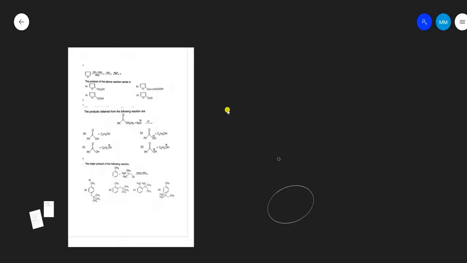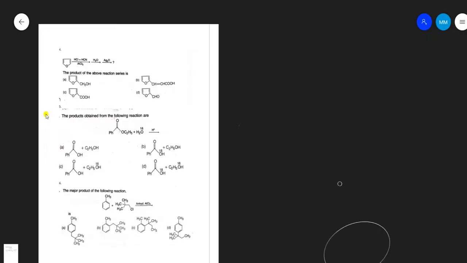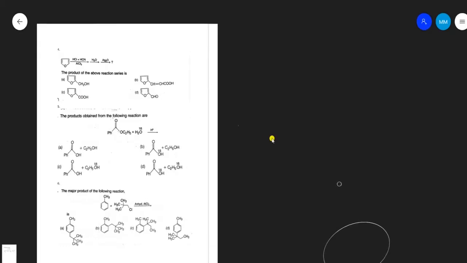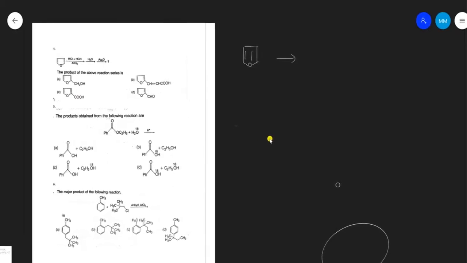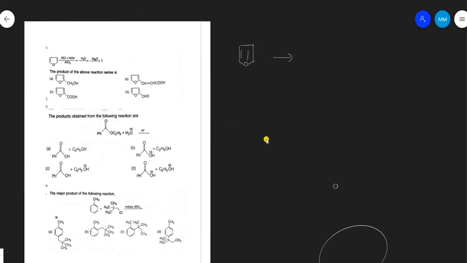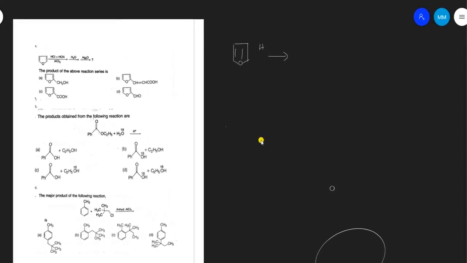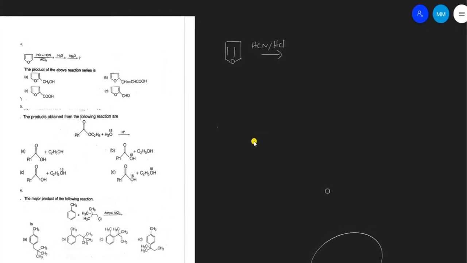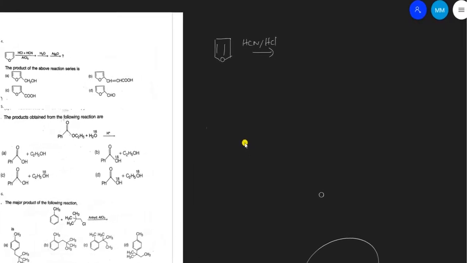Again you get it. Next one is furan, treated with HCl and HCN, then H2O followed by Ag2O. What is the product? Furan is the starting material. It is treated with HCN and HCl. It is a familiar reaction. It is the Gattermann reaction.